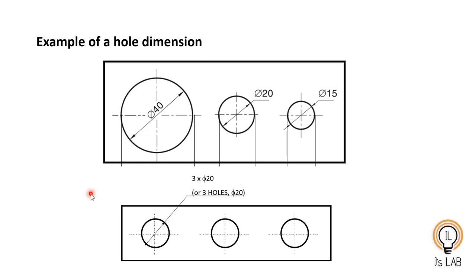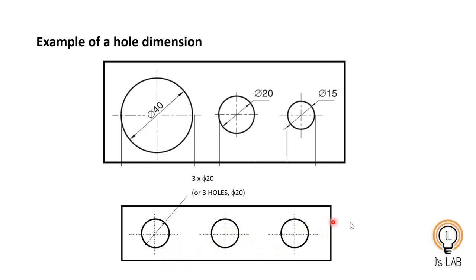Now examples of hole dimensions. You can see this is a hole of 40 mm diameter. So you can represent it like this: draw a line, put an arrowhead and write ø40. Another way: this is 20 mm diameter. So draw a line, arrowhead and put a leader line and write ø20. Or if it is very small, you draw a line, draw the arrow outside the circle and write ø50. All are correct.